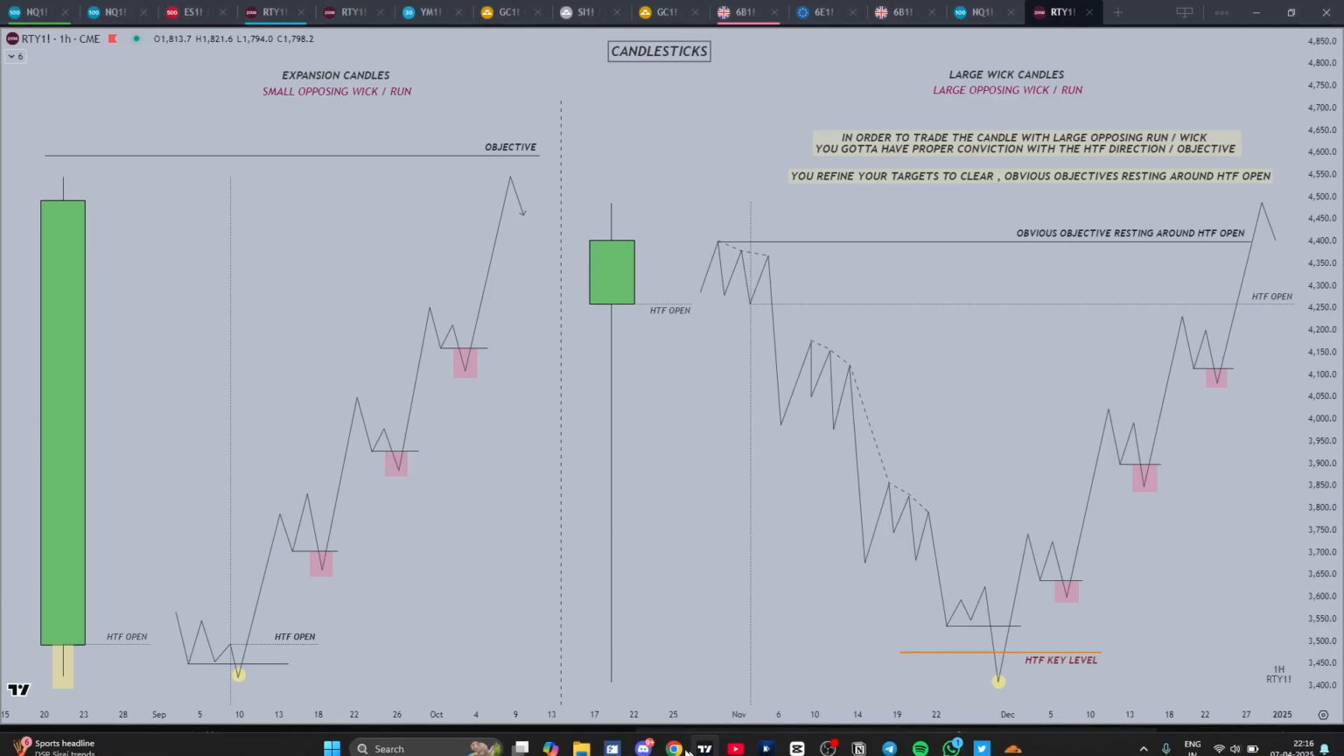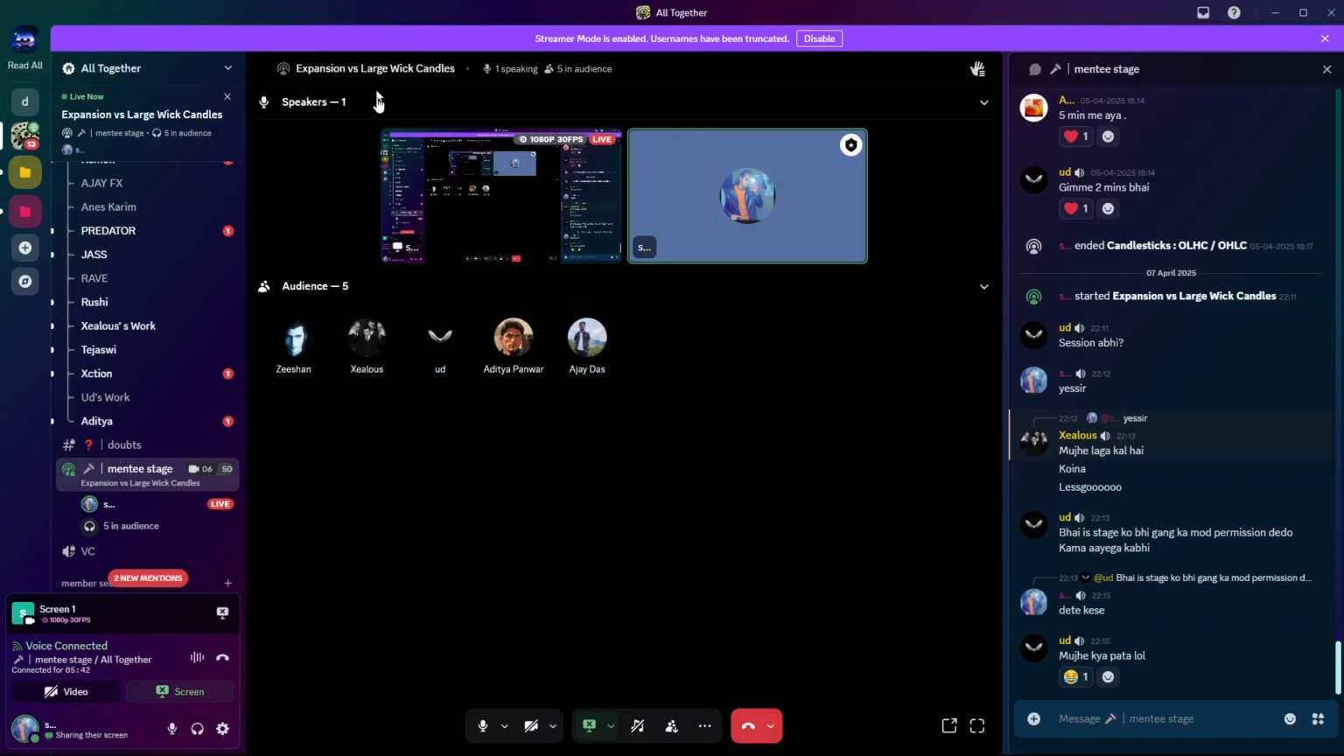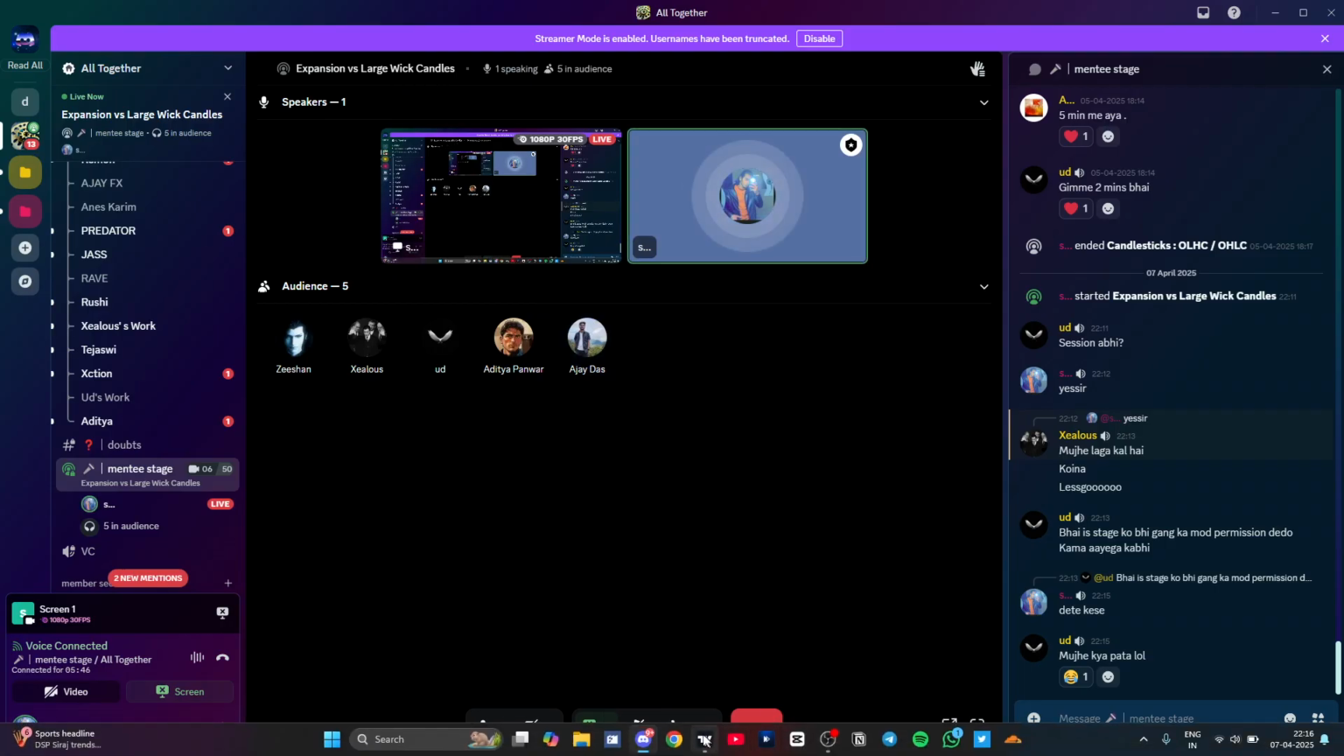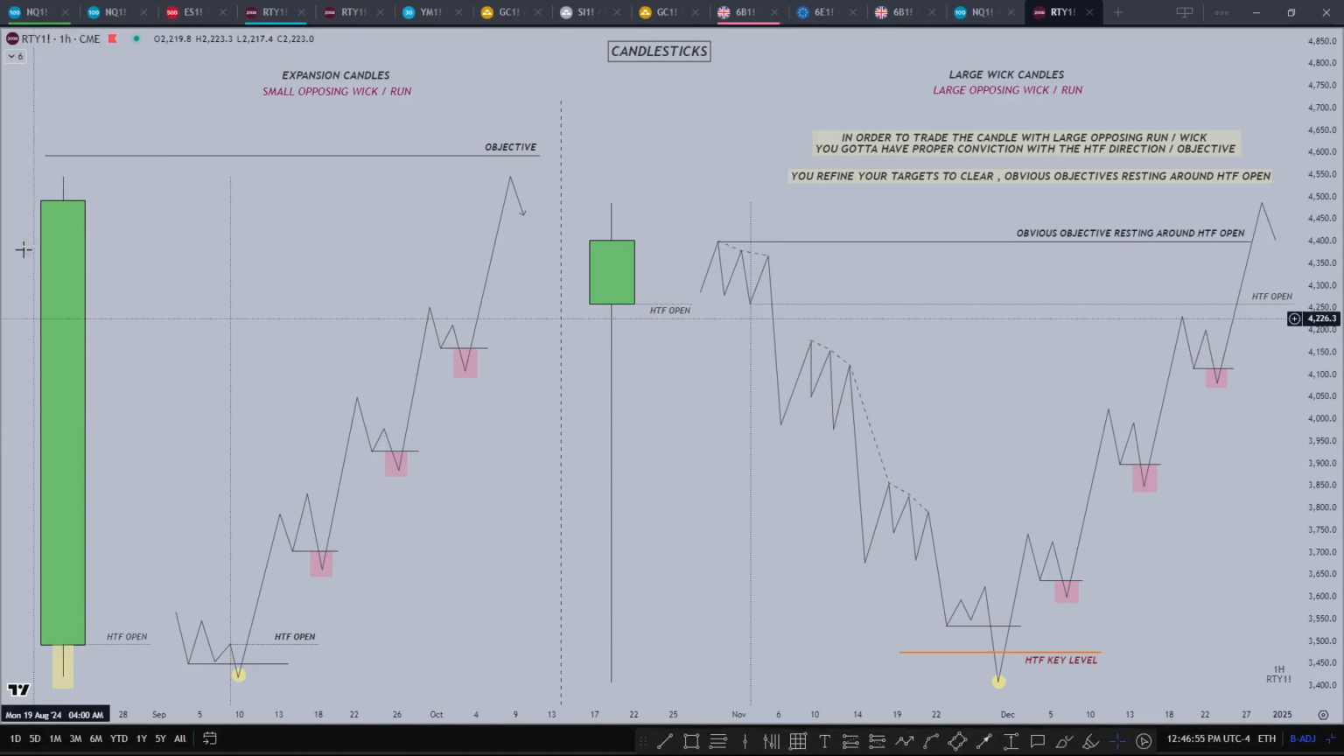Okay, so let's start. We will be going over expansion candles versus candles with large wick, and let's get into it. What an expansion candle looks like is like this. I have taken only bullish example OHLC candles. You can assume this as vice versa situation for OLHC or down close bearish candle. I have only taken bullish example in this case. This is how a bullish expansion candle looks like. This is how a bullish candle with large wick looks like.